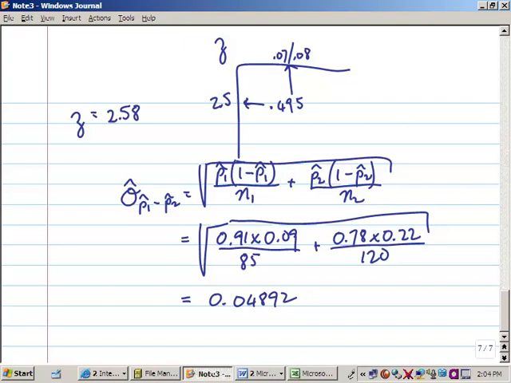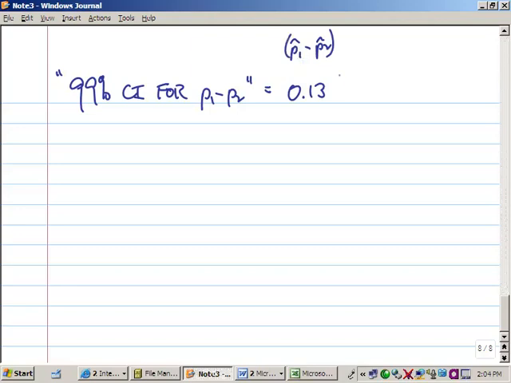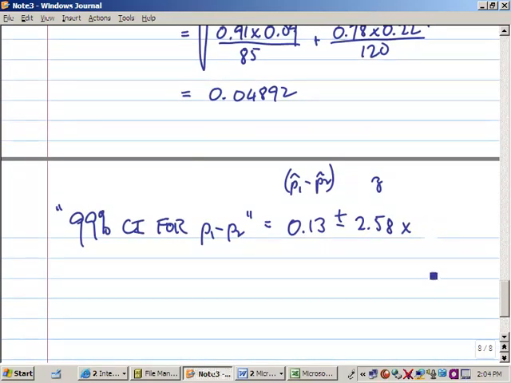Okay, and then we can calculate the 99% confidence interval for the true difference in the proportions. Alright, the sample difference, p hat 1 minus p hat 2 is 0.13, plus or minus the z value, 2.58, times the standard deviation 0.0492.